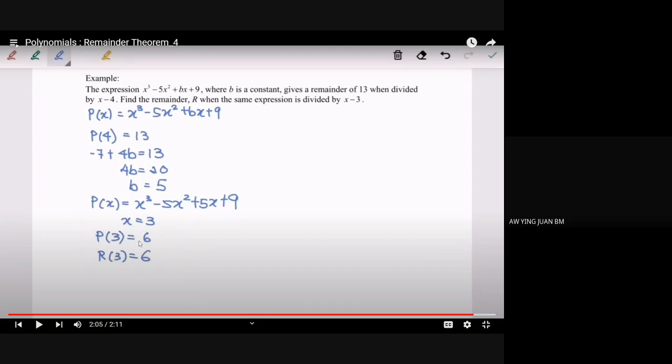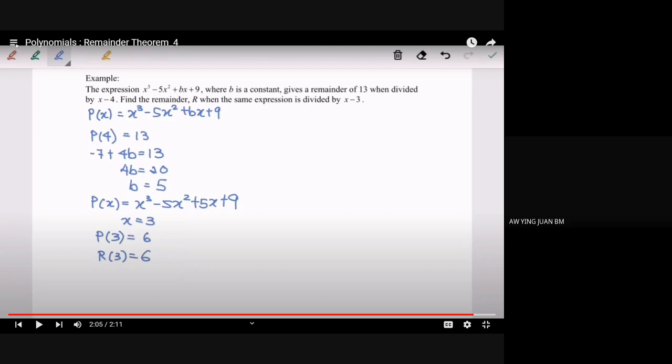This is what we call remainder theorem lah ya. Remainder theorem. Saya boleh nyatakan dengan jelas iaitu soalan nak cari remainder. So saya tulis R(3) is equals to 6. Okay, salah satu pun tiada masalah. Boleh terima. Teruskan. Masih remainder theorem.